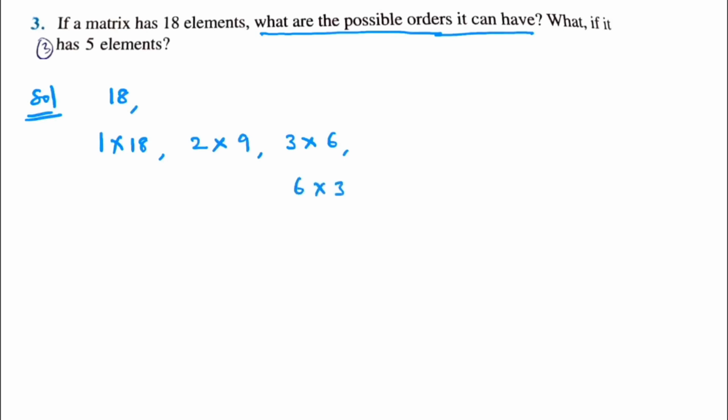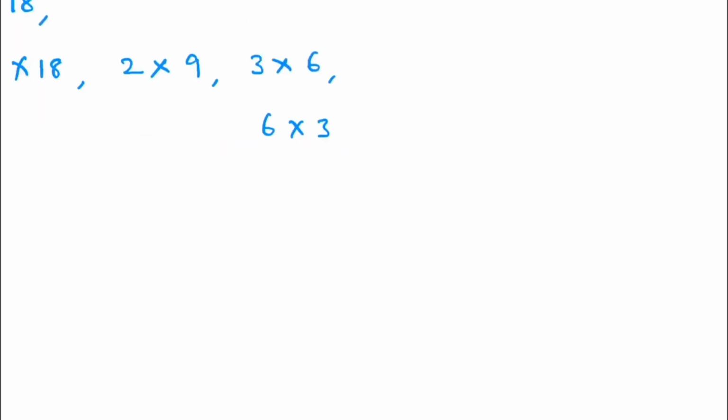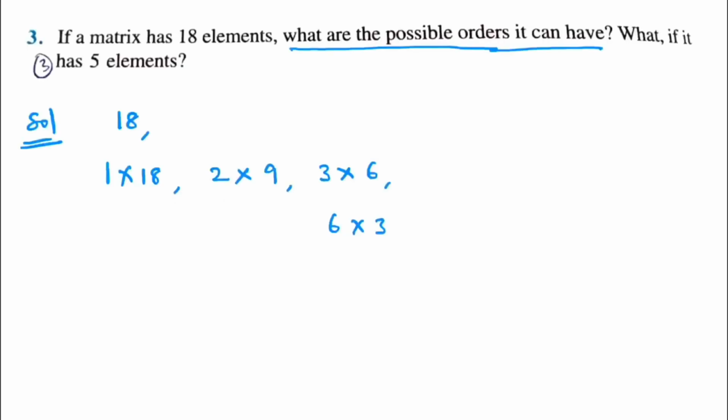Simply you can write 3 by 6 is there. Simply you can write 6 by 3. Okay. See this 2 by 9 is there, 9 by 2. 1 by 18 is there, 18 by 1. You can observe all these orders.